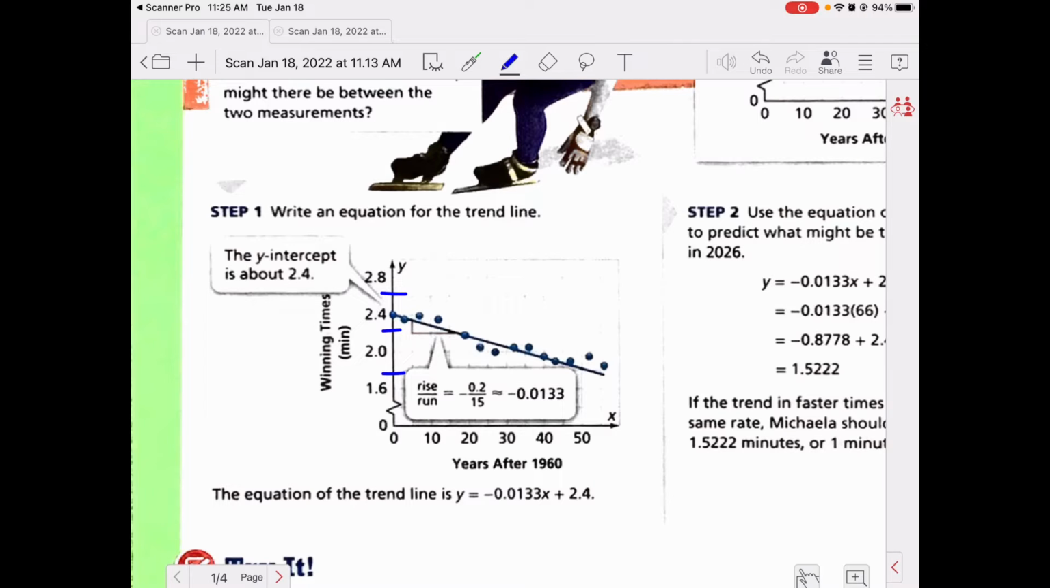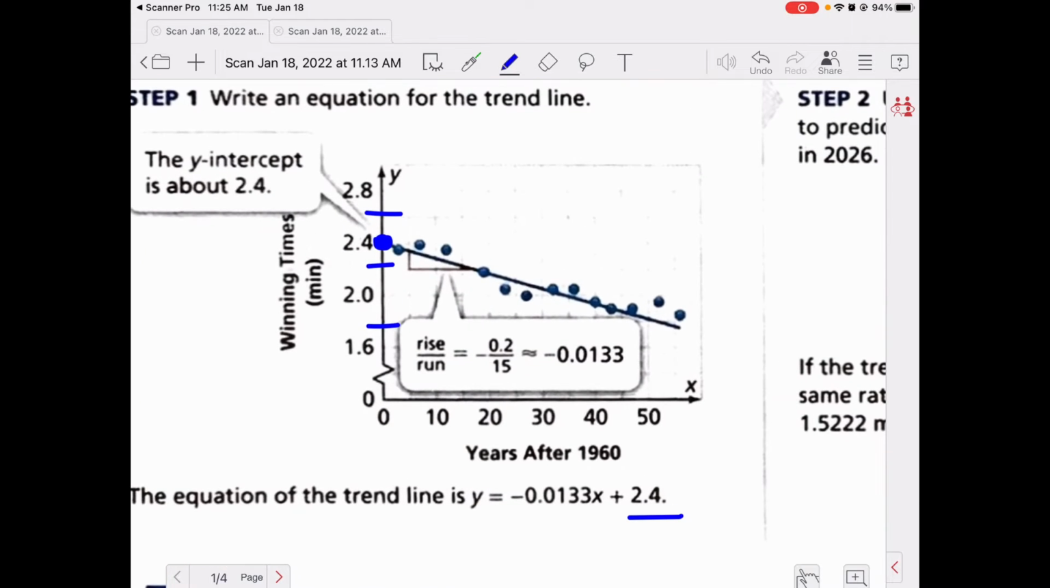Now, if we were to write an equation of this, this would be our y-intercept. That's clearly where it's crossing the y-axis, so that would be 2.4. That's why we plug that in for b. And our slope, we're just going to estimate, right? So your slope might be slightly off from somebody else's, and that's okay, as long as you're getting pretty close.